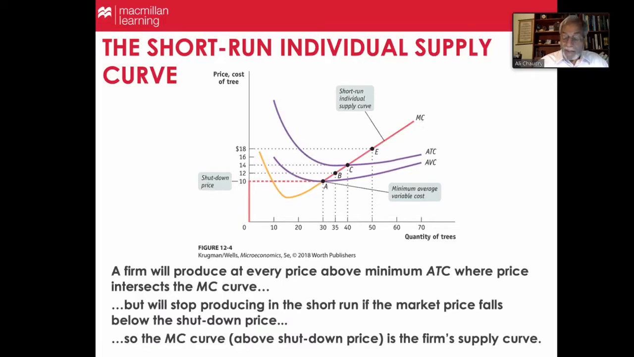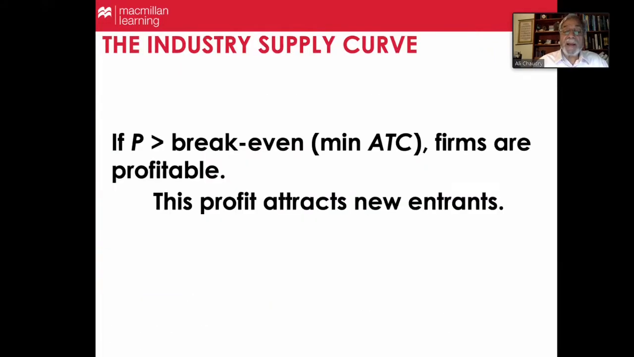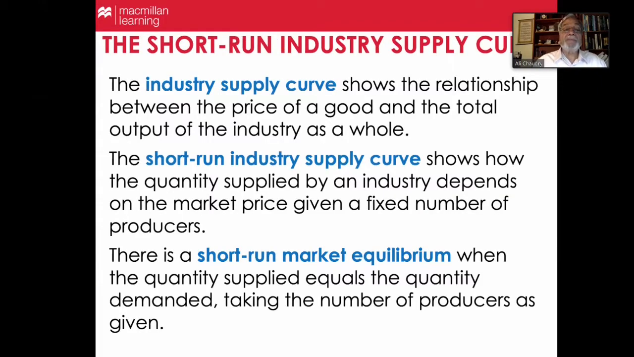Okay? All right, let's go back. So this is what we are talking about. So the industry supply curve then is really, as the prices begin to rise, the output obviously begins to increase. So the short-run industry supply curve shows how the quantity supplied by an industry depends on the market price given a fixed number of producers.